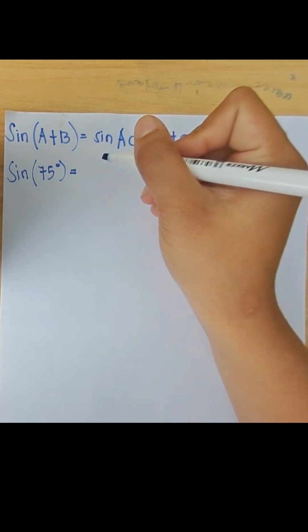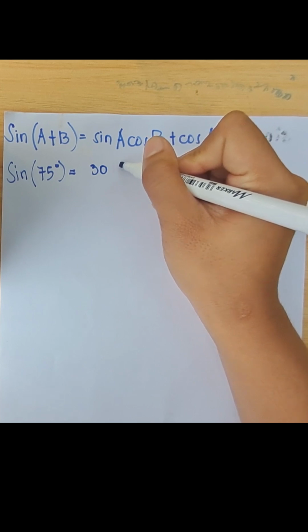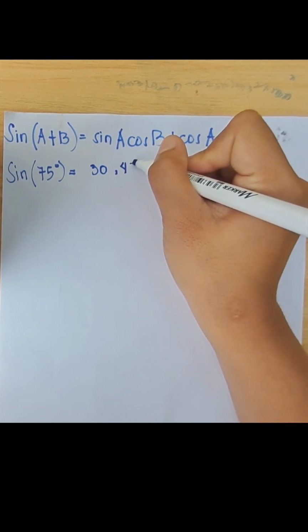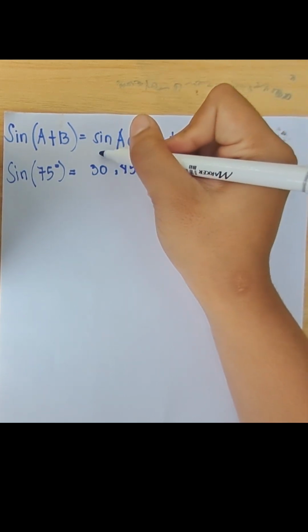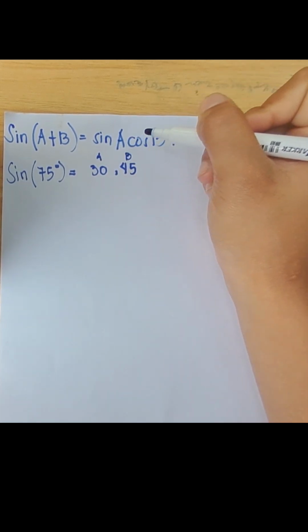The first step is that we must know the angles that equal 75. Based on the unit circle, we have 30 and 45. So our A is 30 and the B is 45.